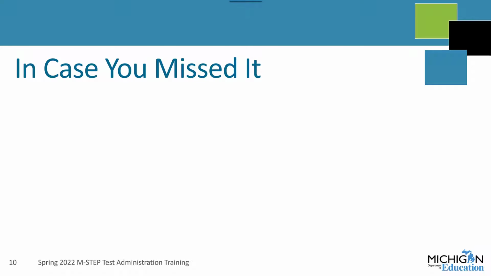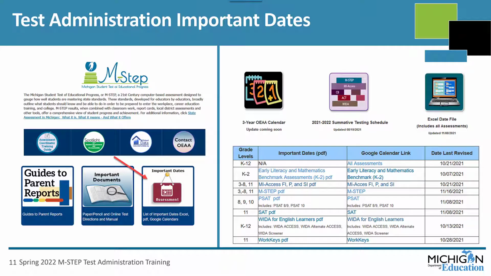Due to disruptions in test administrations during the pandemic, and to make sure you are aware of important updates to the MSTEP over the past couple administrations, I am going to highlight important updates that you may have missed. The Important Dates document for MSTEP Spring 2022 administration is currently available on the MSTEP webpage at www.michigan.gov/MSTEP. Select the Important Dates tile at the top of the page, then select the Important Dates documents according to your need and preferences.